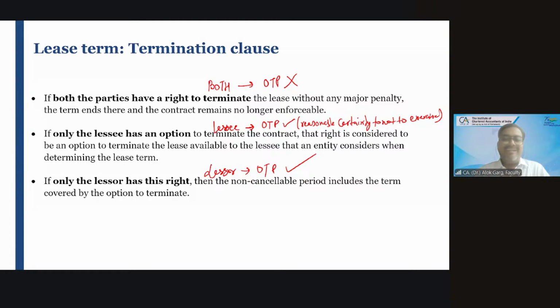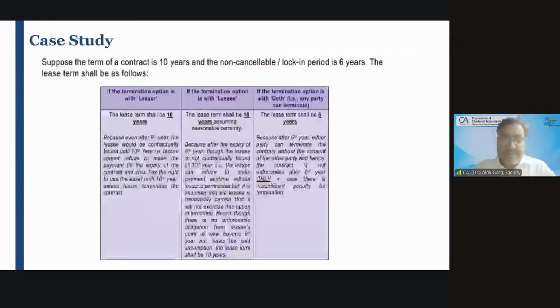अरे क्या होगा अगर लेसी के पास सिर्फ राइट है तो टर्मिनेशन का? Include in this term, lease term period. If lessee only has the right to terminate, then you have to see whether lessee is reasonably certain to not exercise, not to avail the termination option. Then you need to see the reasonable certainty, right?